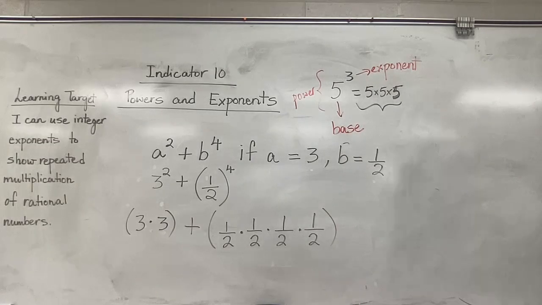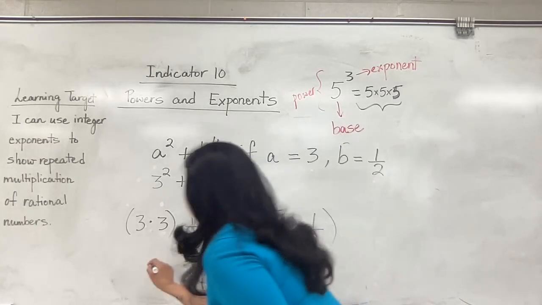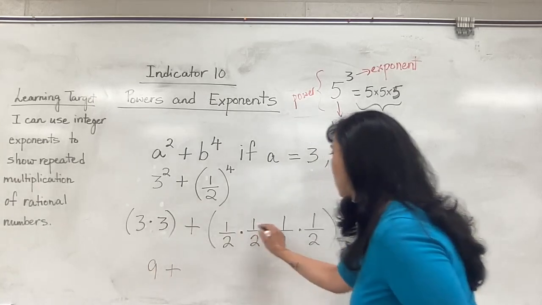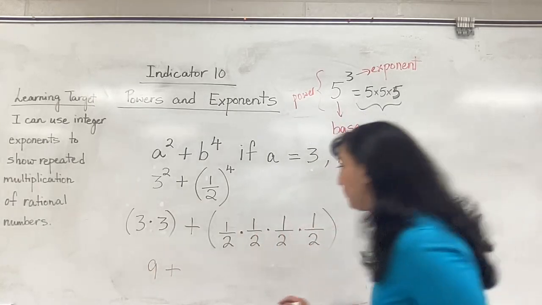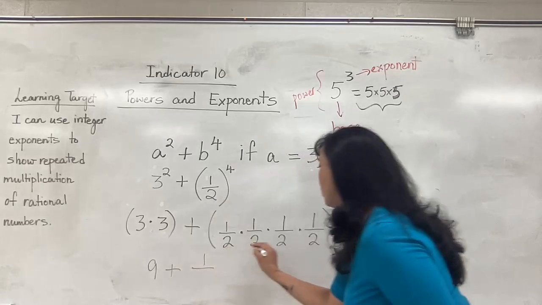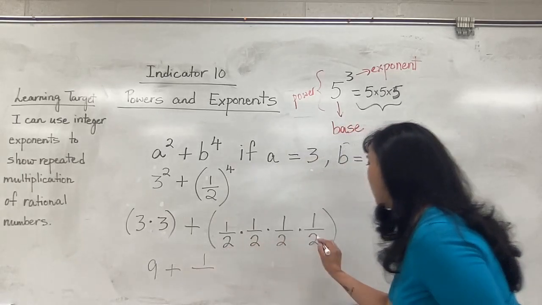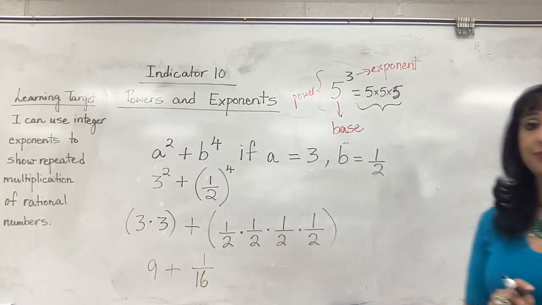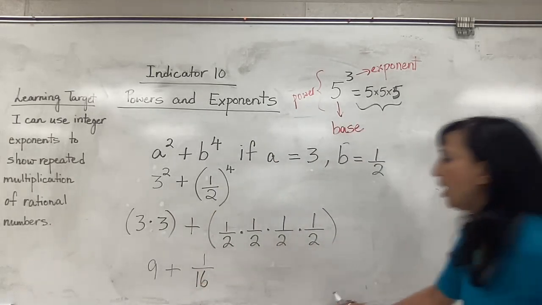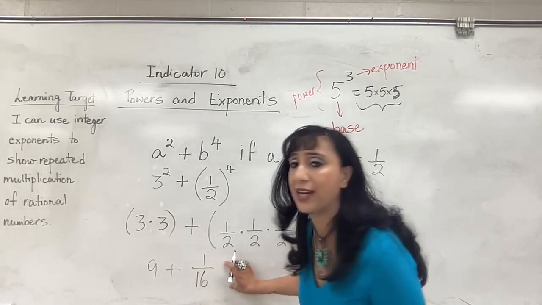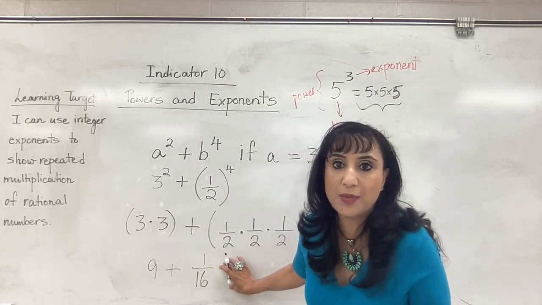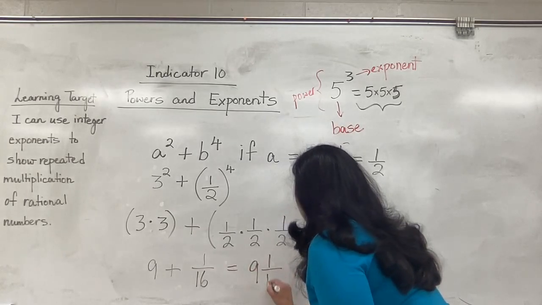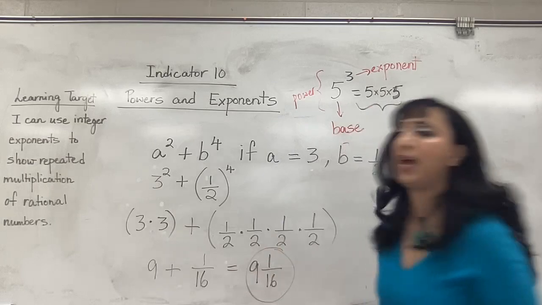And then I know that 3 times 3 is 9 plus 1 times 1 times 1 times 1 is 1, over 2 times 2 is 4, times 2 is 8, times 2 is 16. So this is 1/16. And then when I take a whole number and I add a fractional part to it, this becomes what? We have 9 whole and 1/16. So my answer for this is 9 and 1/16.